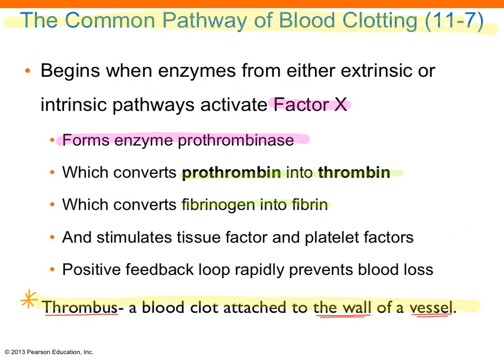A common pathway of blood clotting includes when enzymes from either extrinsic or intrinsic pathways activate factor X. This forms an enzyme called prothrombinase, which converts prothrombin into thrombin, and that converts fibrinogen into fibrin. It also stimulates a tissue factor and platelet factors, and it's a positive feedback loop which rapidly prevents blood loss. A thrombosis is a blood clot attached to the wall of a vessel. This could be very dangerous.